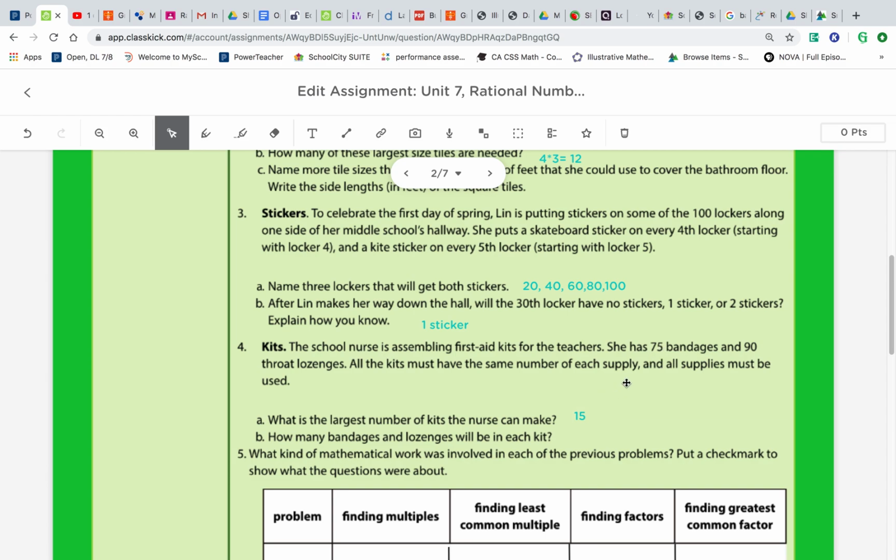So it's 15 times what is 75? Okay, 15 times 5 is 75. So it's 5 bandages. And how many would be 15 times what is 90? It's 15 times 6. So 6 lozenges. Okay, 15 times 5 is 75. 15 times 6 is 90.